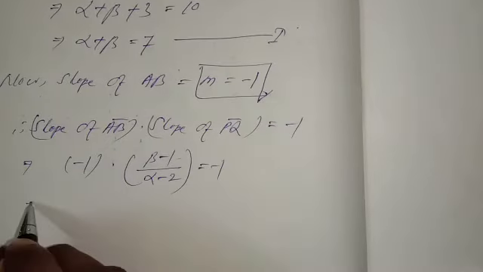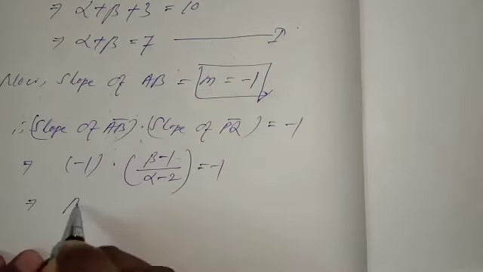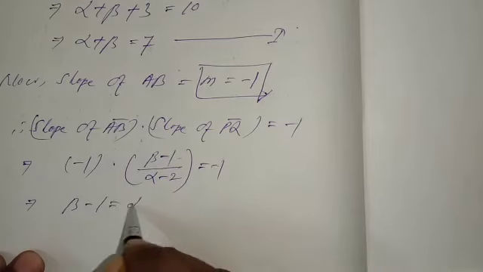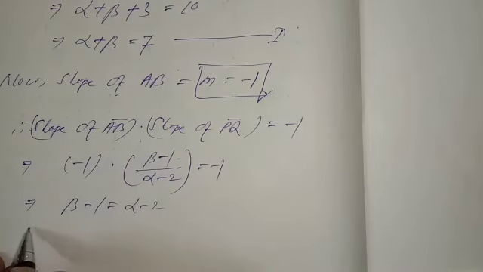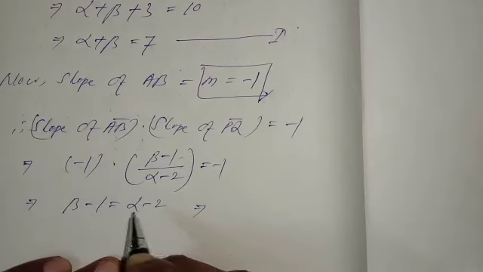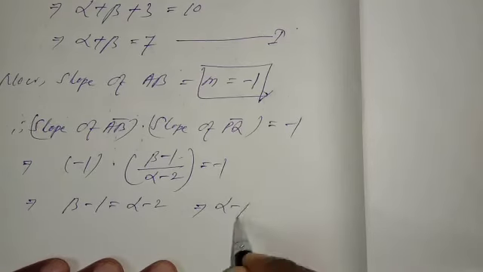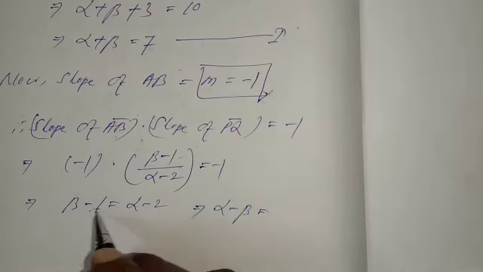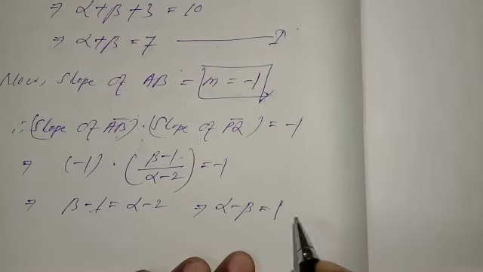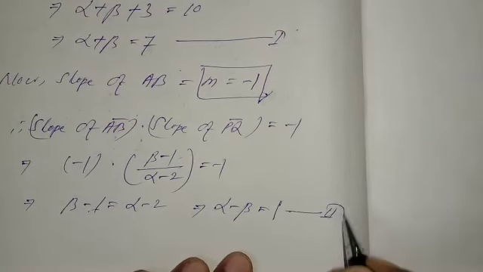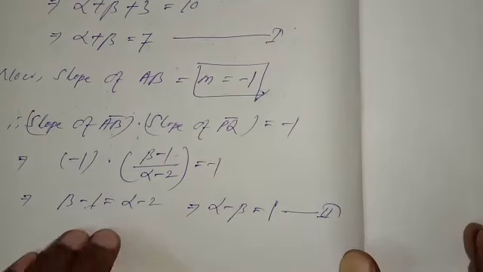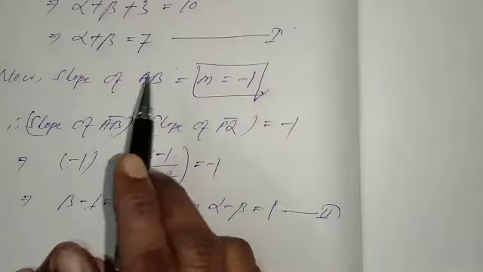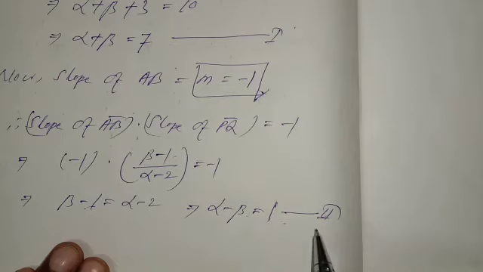So finally we are getting: -1 will cancel. That means beta - 1 = alpha - 2. So this implies alpha - beta is equal to how much? Bring -2 to this side: 2 - 1 = 1. Alpha - beta = 1. This is equation number 2. Now you have to solve equation 1, alpha + beta = 7, and alpha - beta = 1.